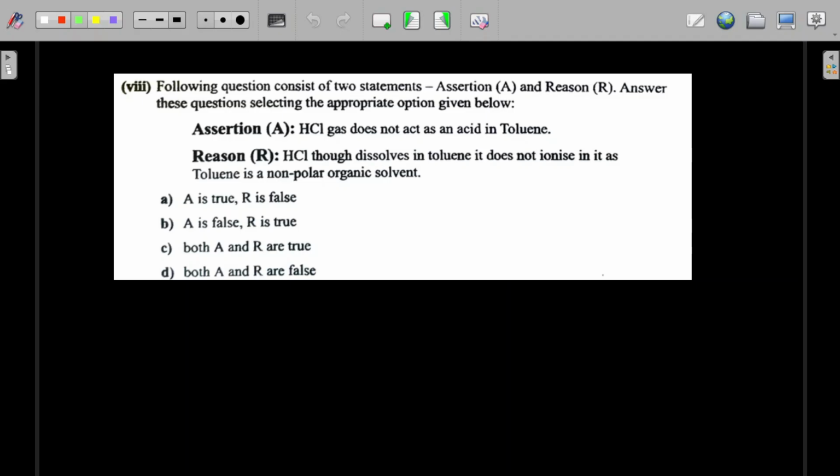Yes, sir. Assertion: HCl gas does not act as an acid in toluene. Reason: HCl, though it dissolves in toluene, does not ionize in it as toluene is a non-polar organic solvent. What is correct, Dhanish? One second, sir.